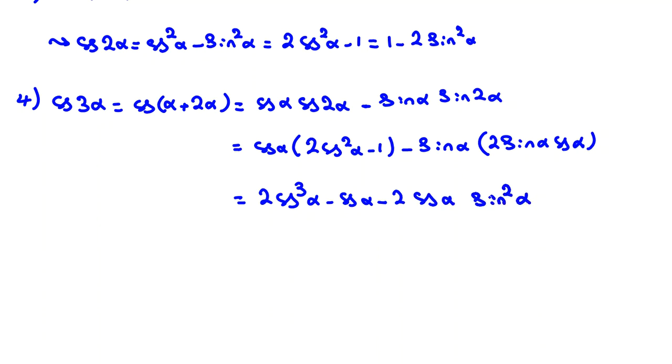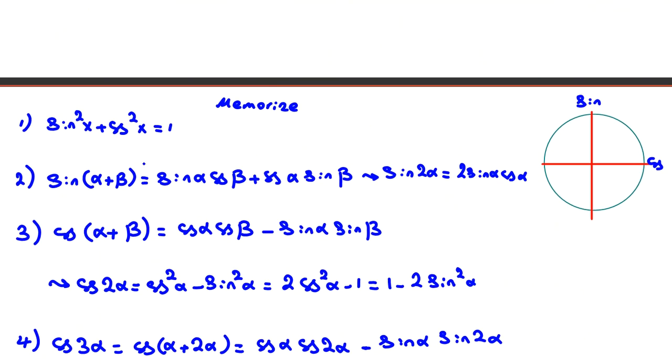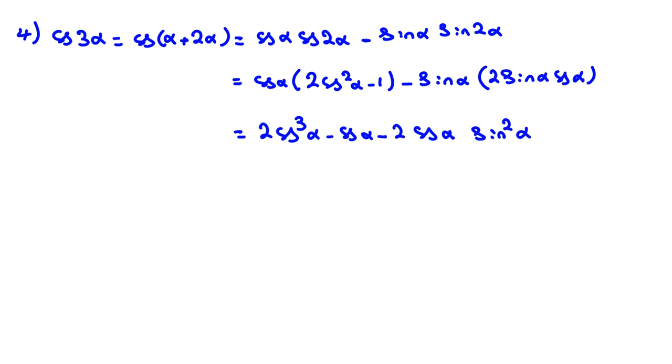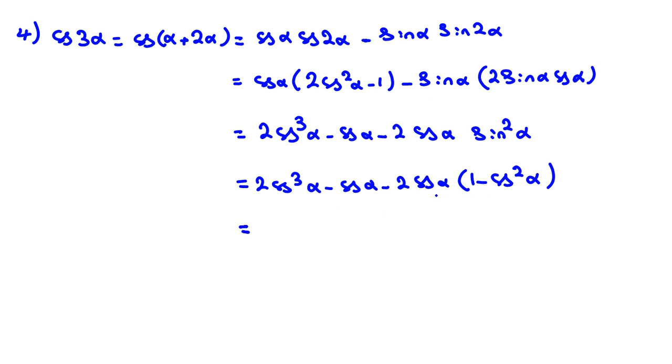Okay. Sine squared alpha by this formula is 1 minus cosine squared alpha. So it will be 2 cosine cubed alpha minus cosine alpha minus 2 cosine alpha times 1 minus cosine squared alpha. Okay, so if we simplify, this will give 4 cosine cubed alpha minus cosine alpha minus 2 cosine alpha, that is, 4 cosine cubed alpha minus 3 cosine alpha.